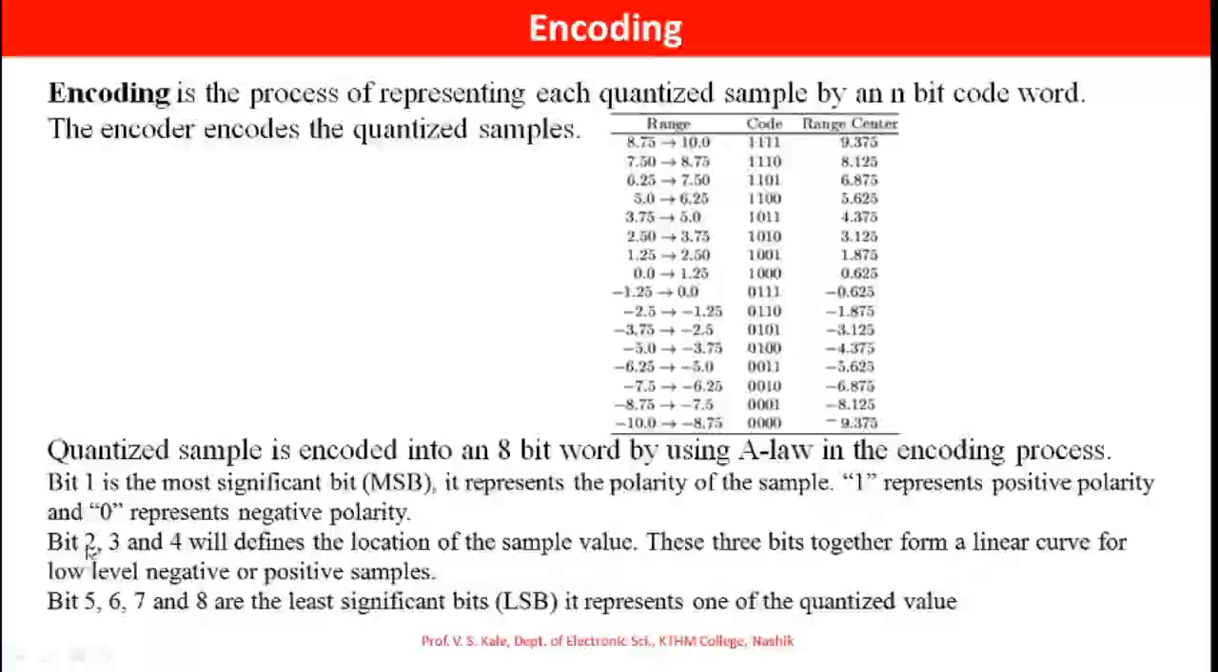Bit number 2, 3 and 4 will define the location of the sample value. These 3 bits together form a linear curve for low level negative or positive samples. Bit number 5, 6, 7 and 8 are the least significant bits. They represent one of the quantized values.